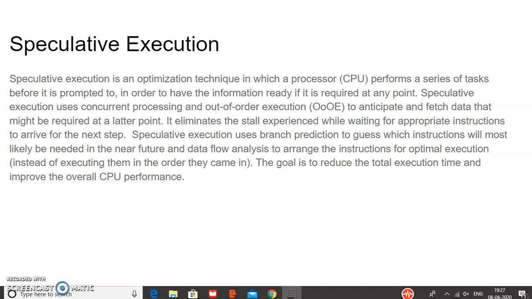It also uses branch prediction to guess which instruction will most likely be needed in the near future. And it also allows data flow analysis to arrange the instructions for the best optimal execution. So the main goal of this is to reduce the total execution time and to improve the overall performance of the CPU.